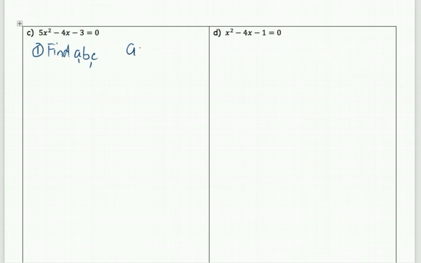All right, so list them off. Okay, a is 5, b is -4, c is -3. That way you're reminded, all right, there I have some negatives that I have to make sure I pay attention to. All right, step 2, the quadratic formula.